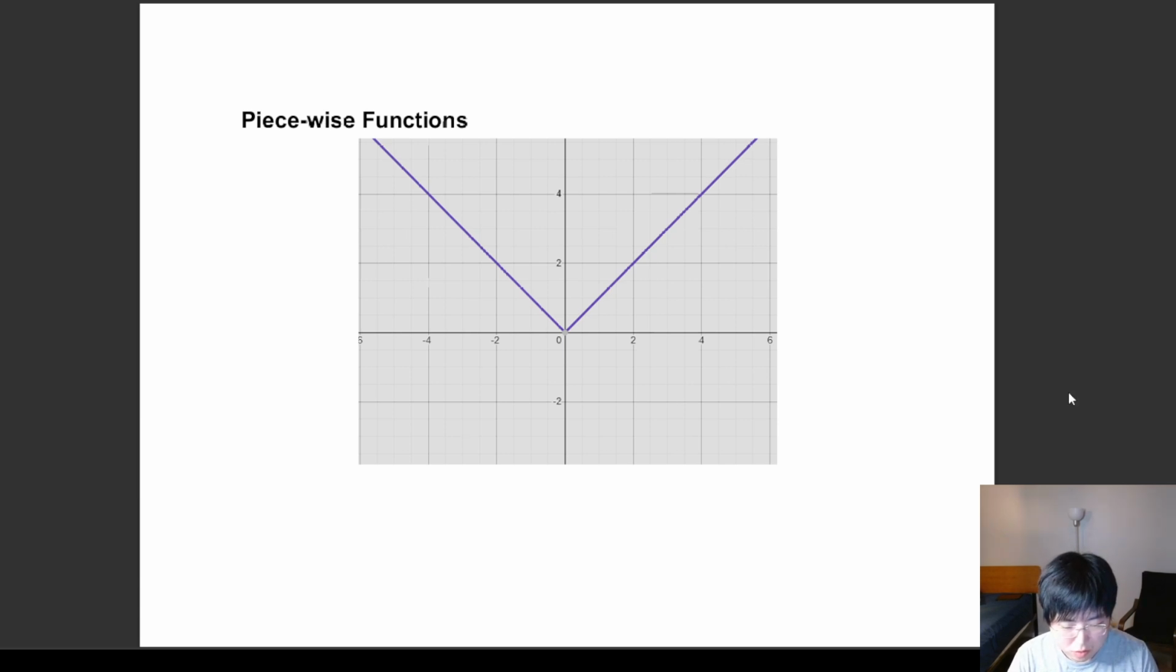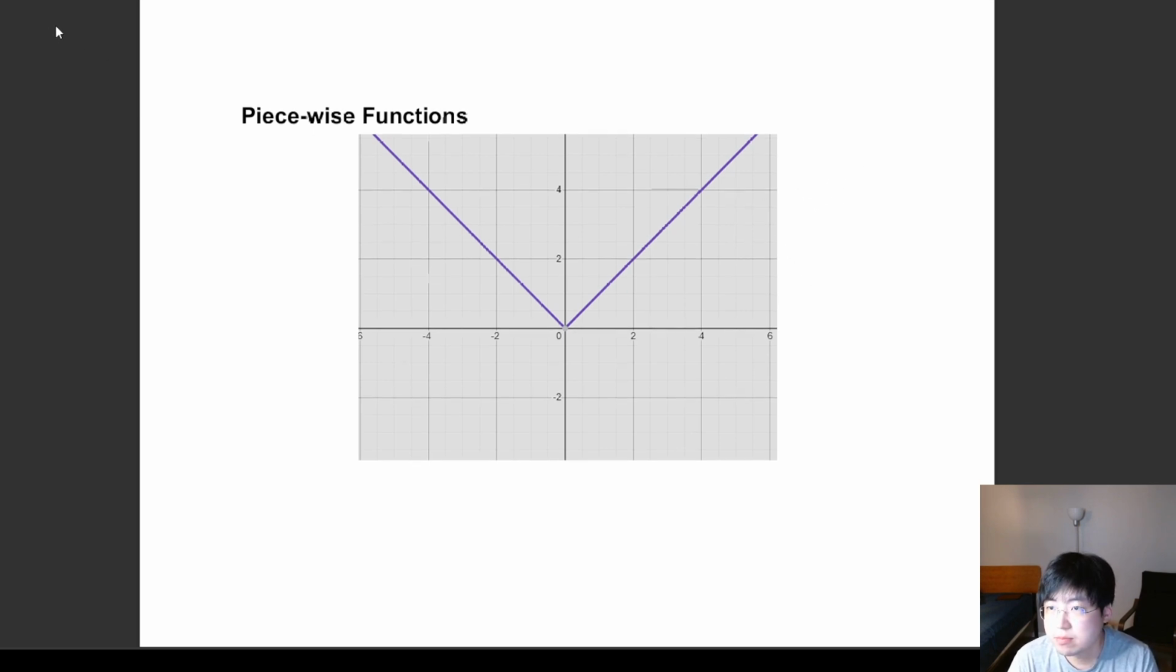Hello. So the next topic we're going to learn is piecewise functions. Piecewise functions describe a function basically by piece. That's why it's called a piecewise function. So this graph, if you're not familiar, this is f of x is absolute value of x, okay?